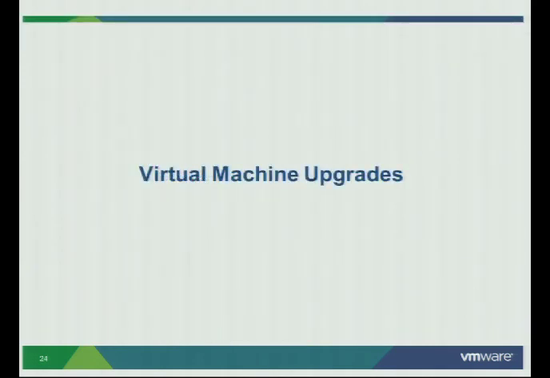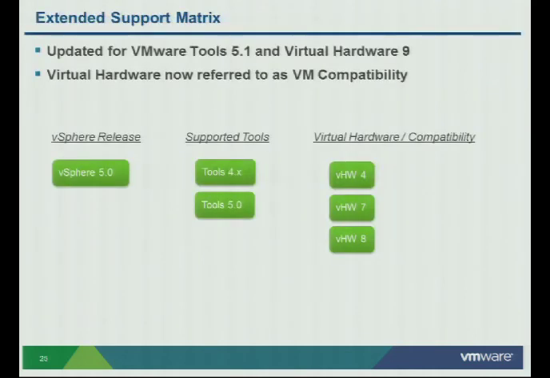Okay, so that's the host. Now let's talk about virtual machines. I mentioned that upgrading virtual machines is largely optional when you go to 5.0 or 5.1. The reason is that in the 5.0 release, we did a lot of work to extend our support matrix. So with 5.0, not only do we support the 5.0 version of tools, we also support the 4.0 version of tools. Not only do we support Virtual Hardware 8, but we also support Virtual Hardware 7 and Virtual Hardware 4. So we provide that backwards compatibility.